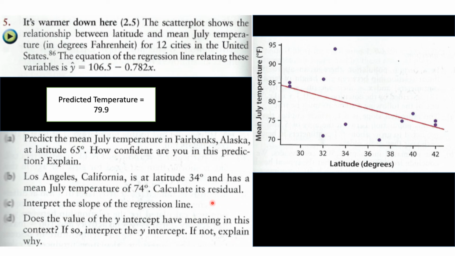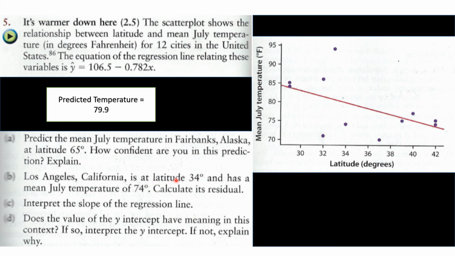Now let's go ahead and calculate the residual. One last thing before I do that. Notice that the latitude 34 degrees is within the range that we have here. It is between 30 and 42, so that's why it is valid to use this regression equation for LA, California. That's what I was just talking about on the last slide.